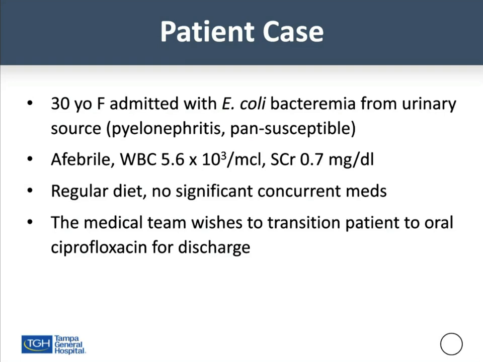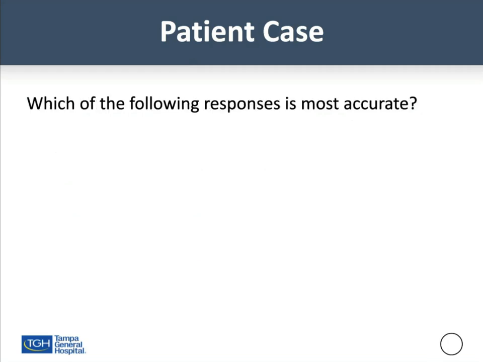The patient is afebrile, their white count is 5.6, they have a normal serum creatinine. This is their baseline serum creatinine. They're not on any renal replacement therapy to develop this lab value. They have a regular diet. They don't have any significant concomitant meds that you would worry about drug interactions. And the medical team contacts you because they want to send the patient out on oral ciprofloxacin to complete her course. So which of the following responses would you say is most accurate?